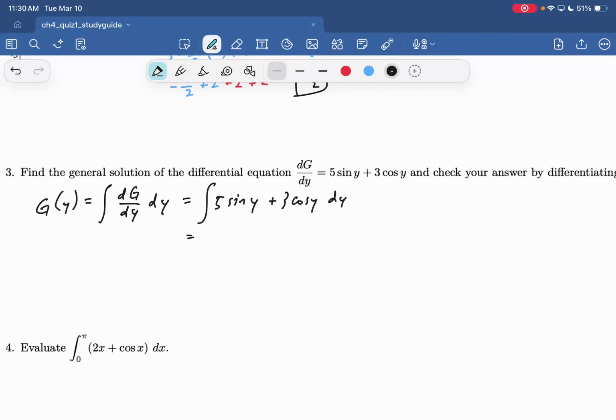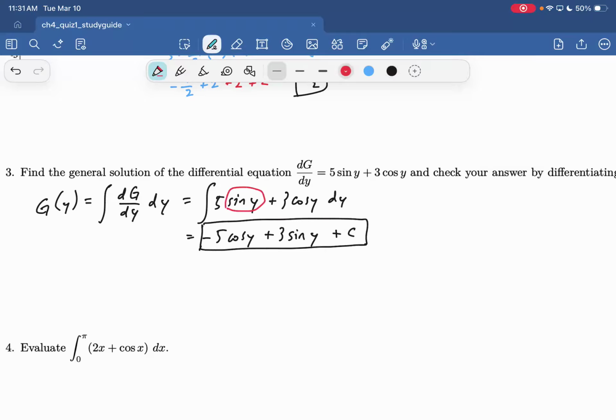And then to integrate that, we need to think about what's the integral of sine. That is going to be negative cosine. So we'll have negative 5 cosine y plus 3 sine y. And then we have to have a plus c because this is an indefinite integral. All right, so remember that the integral of sine is not cosine, but negative cosine.